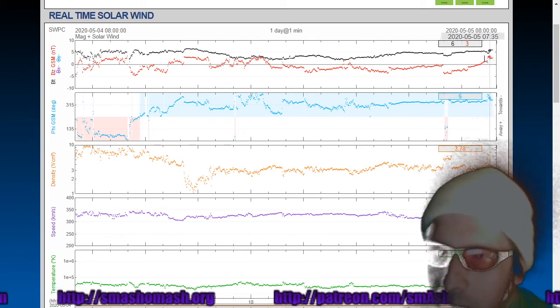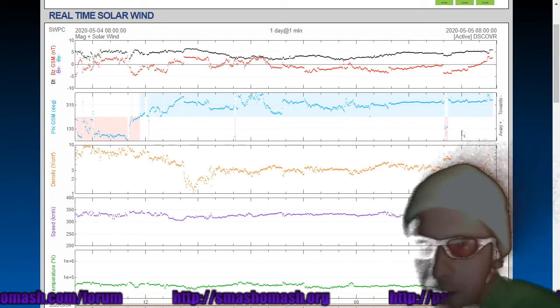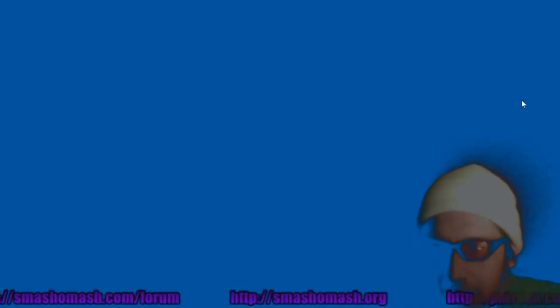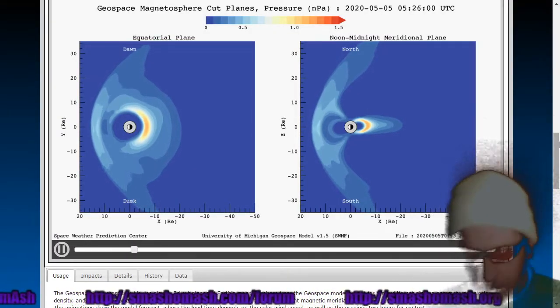And we see the BT/BZ converging closer to the 0 line here. Nothing to write home about there. Nothing too exciting about the phi angle either. Let's look at the magnetosphere as we do daily. Here's 4 hours of data.